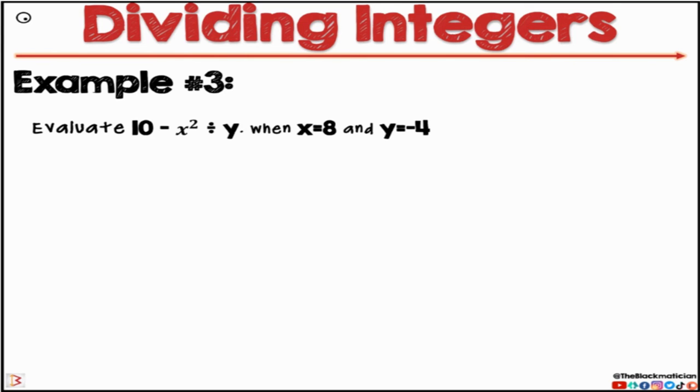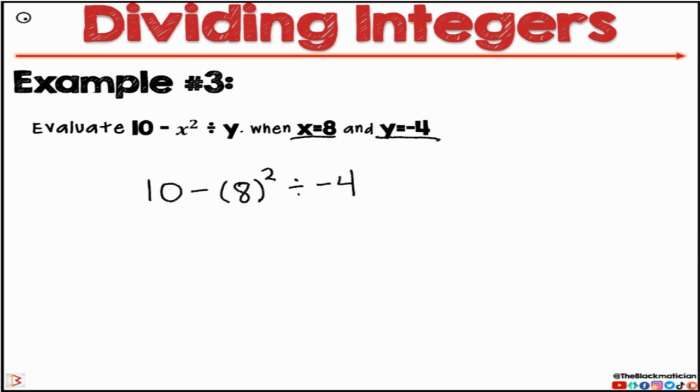Example number 3. It says evaluate 10 minus x squared divided by y when x equals 8 and y equals negative 4. When they say evaluate or substitute or those type of words, we're just going to take our information, what x and y are, and plug those into the equation. So let me rewrite. 10 minus, we know that x is 8, so this is going to be 8 squared divided by negative 4 because they said they want to divide by y and y is negative 4.